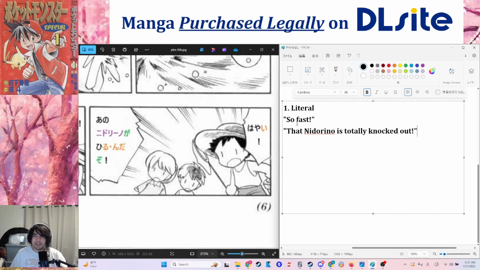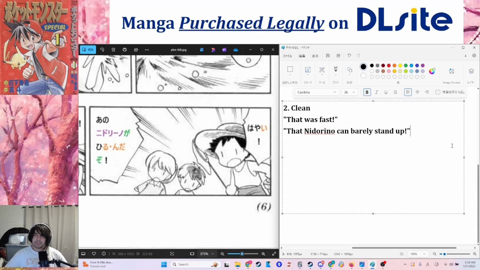So hayai is like, oh, it's so fast, he can't comprehend how fast it is. Ano Nidorino ga hirundazo. So that Nidorino is totally knocked out. Again, the totally comes from the nda here. She could have just said, Ano Nidorino ga hiruzo. It's knocked out. But no, she's really emphasizing, oh my gosh, it's so out of it. It's so knocked out right now.